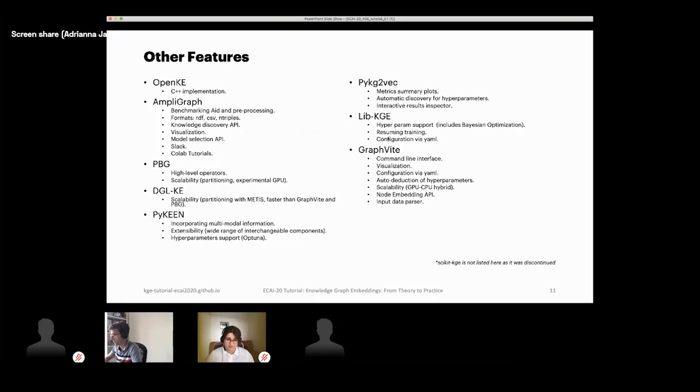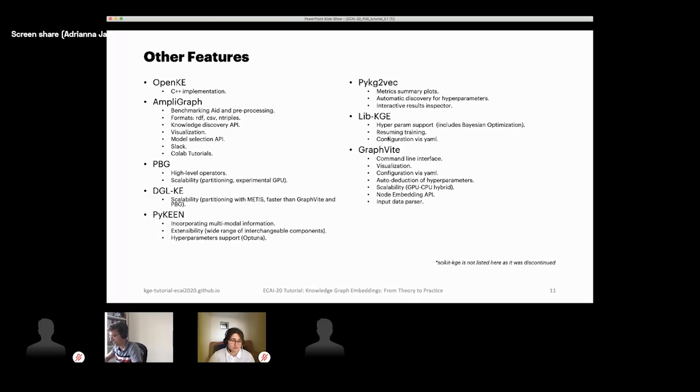Now we will switch to other features and add-ons specific to libraries. Because there is no criteria that we could expand on here, all the features were just gathered together. So if you need a C++ implementation, you can go to OpenKE, as this library has these implementations. Maybe you need some more help in benchmarking or pre-processing, and also different formats like RDF, CSV, and triples. You can look into AmpliGraph, which also has knowledge discovery and model selection APIs, visualization, and support via Slack and Colab tutorials.